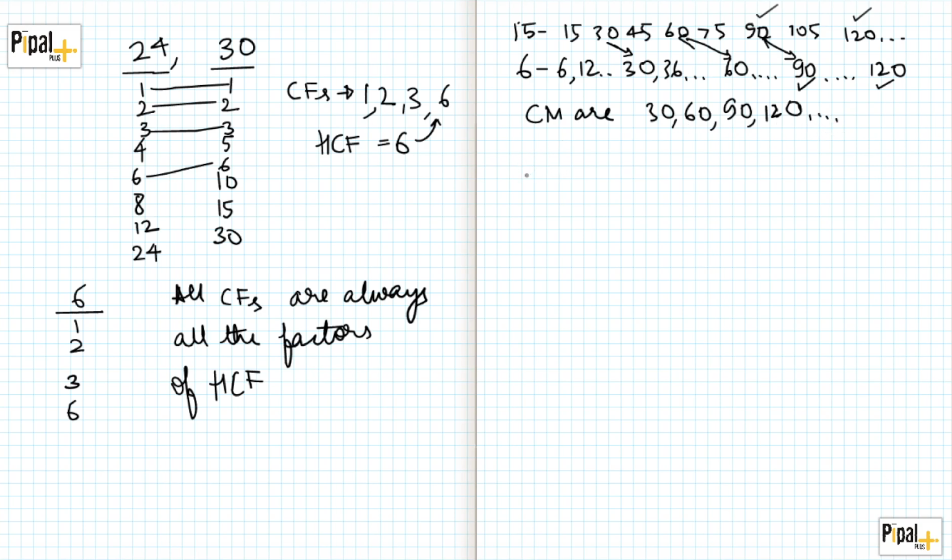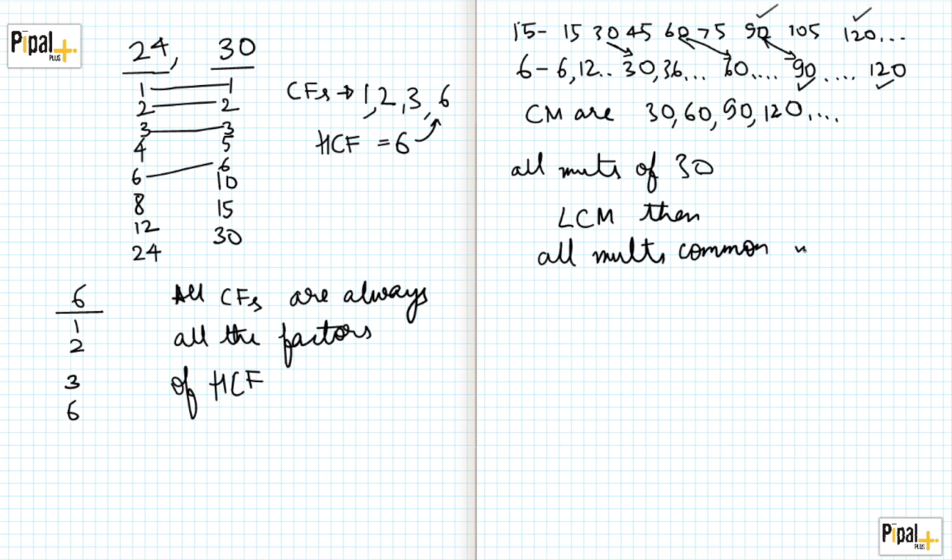So if we list down all the multiples of 30, then do I not get this same table, right? So the point here I'm trying to make is that if we know the LCM, then all common multiples will be all the multiples of the LCM, right? So in HCF, just find the HCF, list down all its factors and you'll get all the common factors. For LCM, just find out the LCM and write down all its multiples and you'll get all the common multiples.